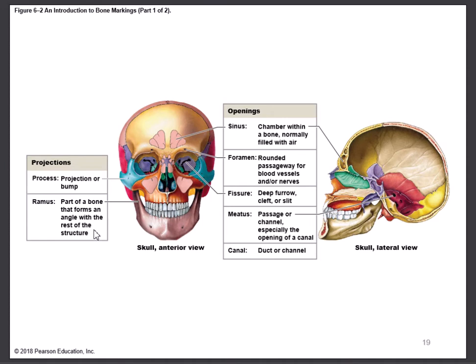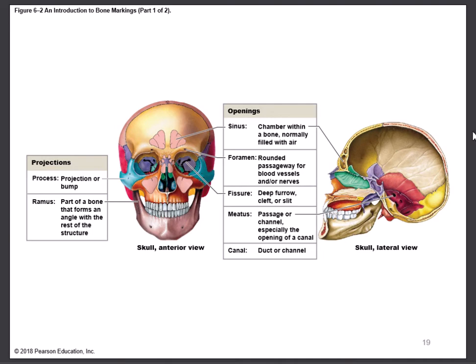A ramus is a part of a bone that forms an angle with the rest of the bone. Again, you don't have to know these specific bones yet, but this happens to be the body of the mandible, forming almost a right angle going up. This bone right here is now the ramus of the mandible, because it forms an angle with the body of the mandible right here. So this is what we call a ramus.